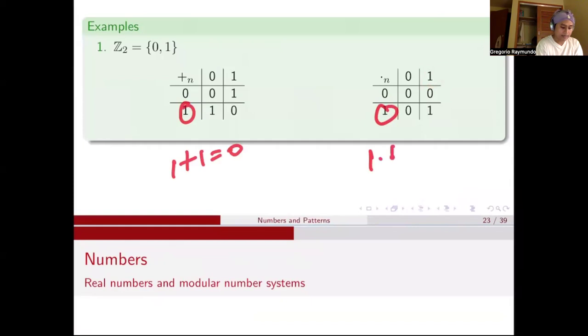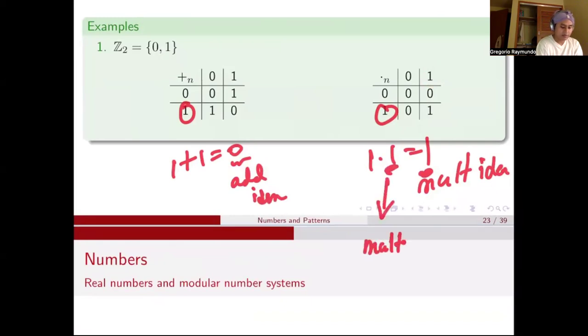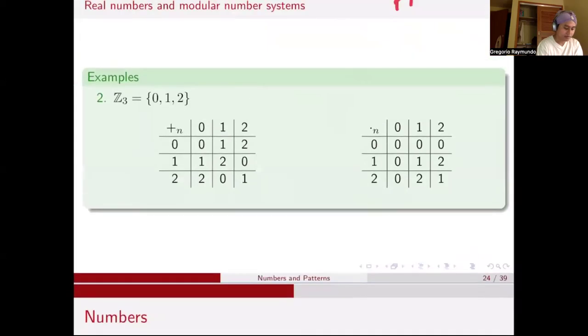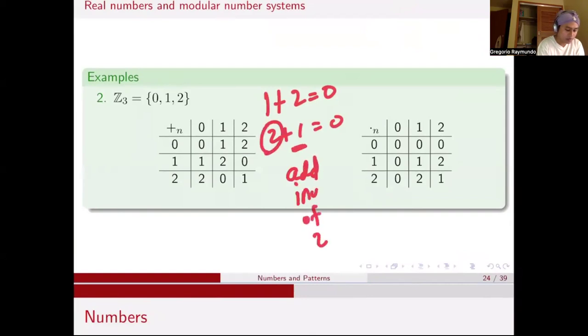Pag additive inverse, 1 plus 1 is 0. Dito naman, 1 times 1 is 1. Ito yung multiplicative identity. Ito yung additive identity. So ito yung multiplicative inverse of 1. Ito yung additive inverse of 1. Dito naman, 1 plus 2 is equal to 0. 2 plus 1 is equal to 0. So si 1, ang additive inverse of 2. Si 2, ang additive inverse of 1.